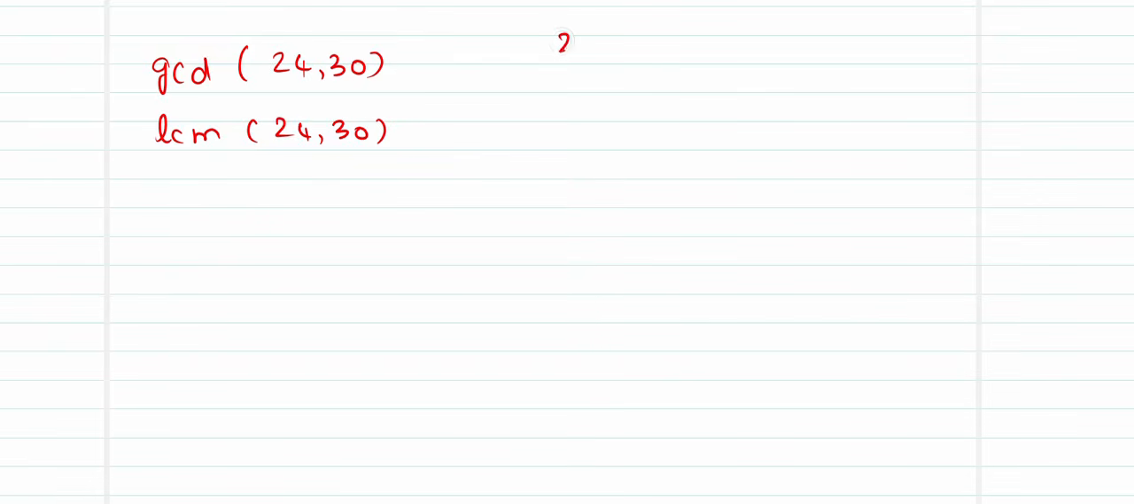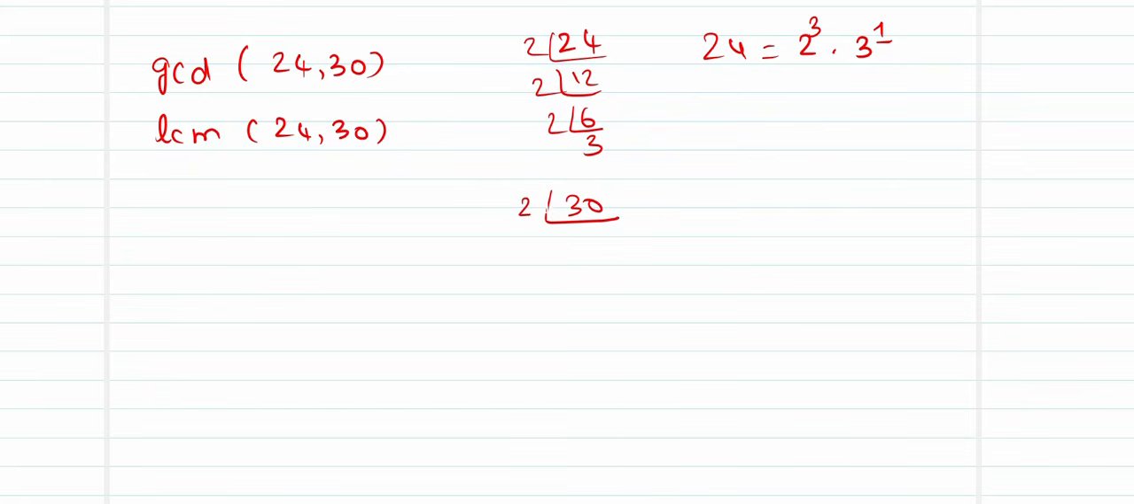Okay, as we saw, 24, 2, 12, 2, 6, 2, 3. So 24 is 2 to the power of 3, 3 to the power of 1. How about the number 30? 2, 15, this goes 3, 5. So 30 is expressed as 2 to the power of 1, 3 to the power of 1, 5 to the power of 1.